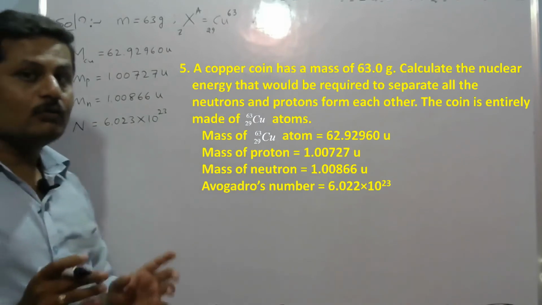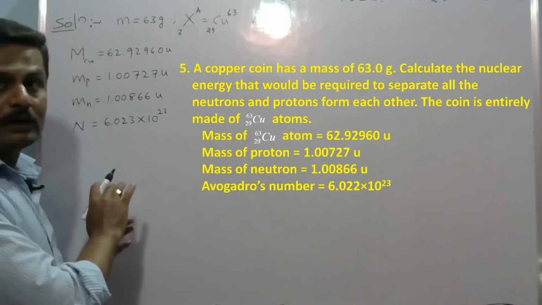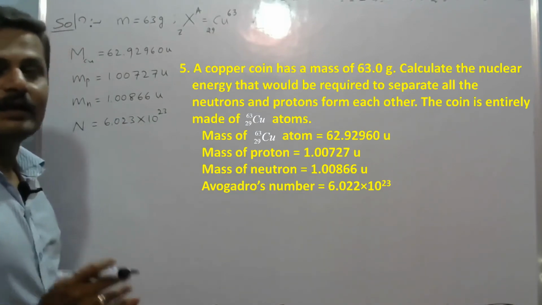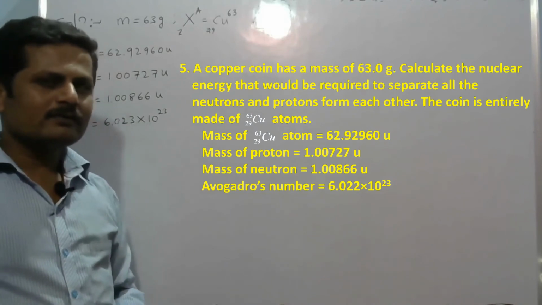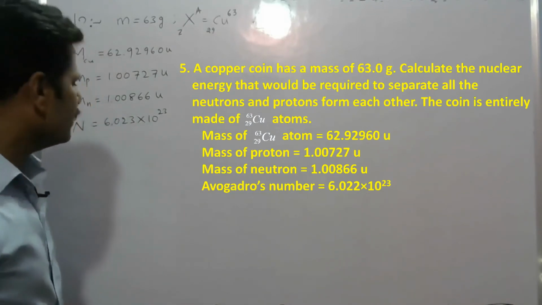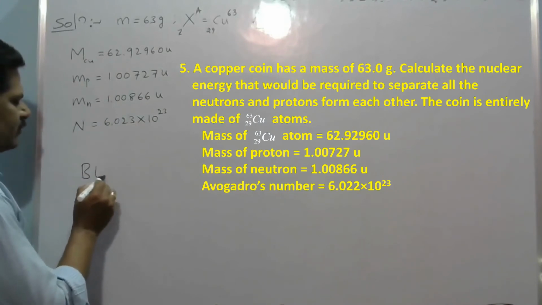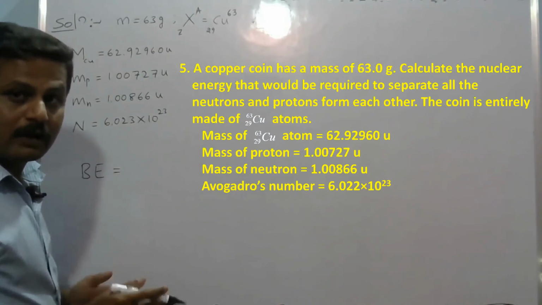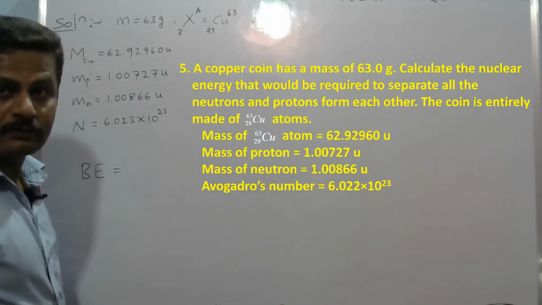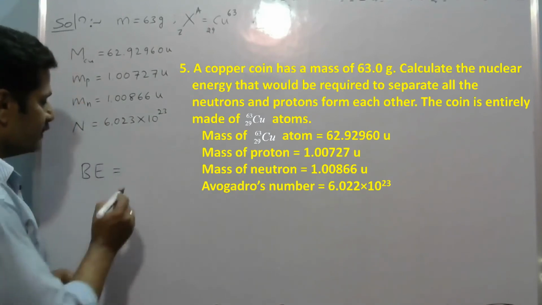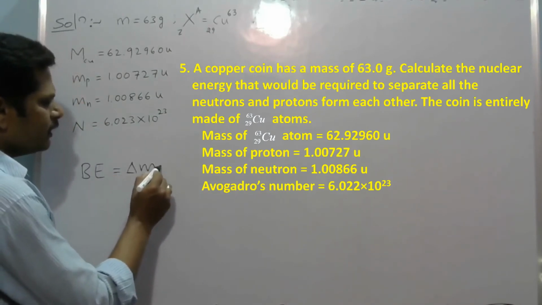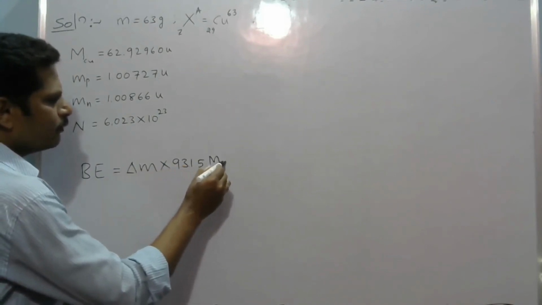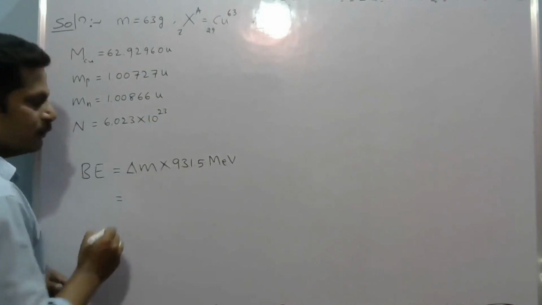We need to find out the nuclear energy that would be required to separate all the neutrons and protons from each other. What is it called? The energy required to separate all the protons and neutrons is called binding energy. We have an expression for binding energy. That means we need to find out the binding energy. The nuclear energy that is required to separate all the protons and neutrons is called binding energy. That binding energy is equal to delta M times 931.5 mega electron volt.